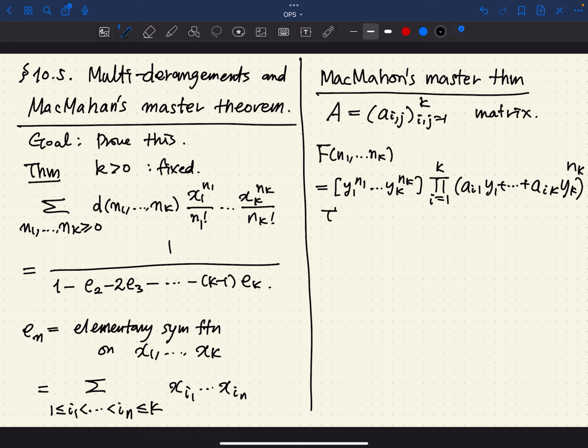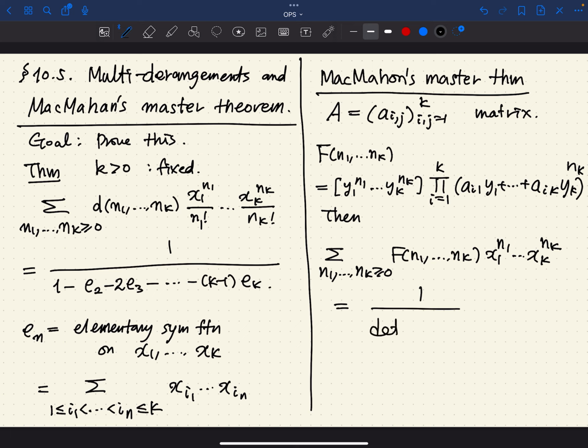Then the theorem is the generating function for this capital F, the ordinary generating function, is 1 over the determinant of I, the identity matrix, minus TA, where T is the matrix with entries delta_ij x_i, so a diagonal matrix with diagonal entries x_i. This is basically a diagonal matrix.